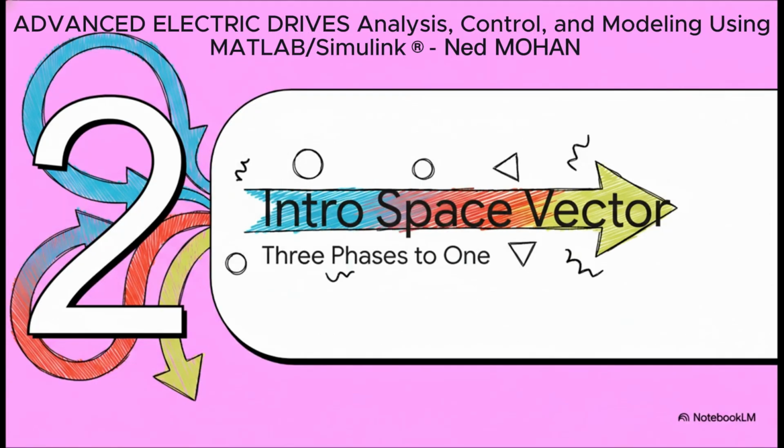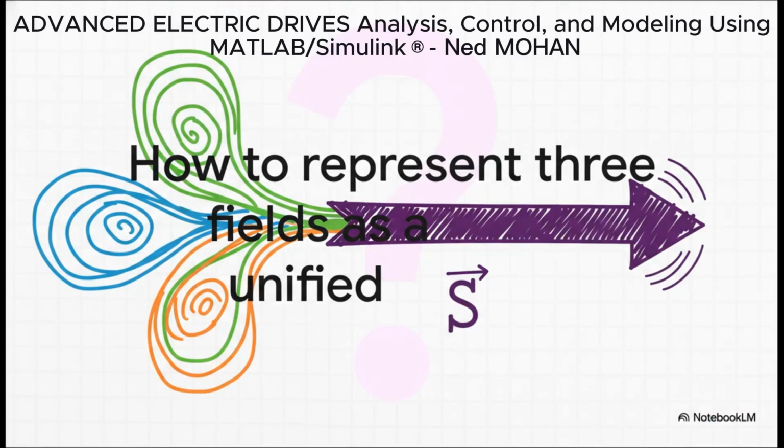All right, Section 2, introducing the space vector. So how do we get around this problem? How do we combine three phases into just one concept? Well, this is where a really brilliant mathematical abstraction comes into play: the space vector. The whole idea is, instead of fighting with three separate interacting phase quantities, we're going to combine them all into a single, unified thing. So, yeah, that's the big question, right? How can we possibly represent these three separate, interacting magnetic fields as a single, unified entity? That's what we're aiming for.